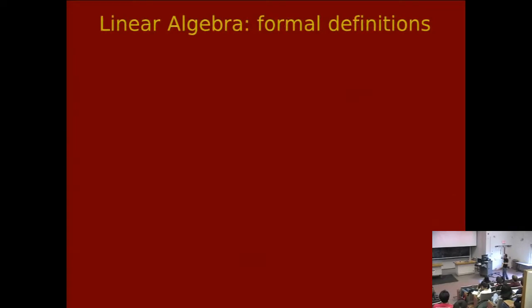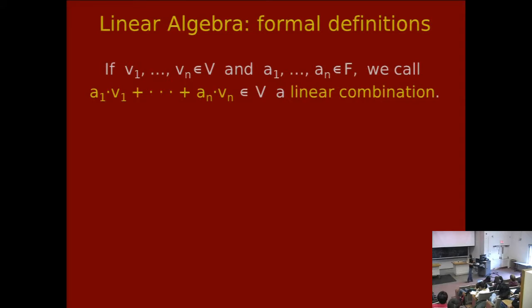Okay. All right, so I'm going to give you a few more formal definitions, and then we'll get to some applications. Okay, so I talked about linear combinations before, but now we're in the setting of an abstract vector space. So just to repeat the definition, if you have n vectors in some vector space V, and you have n scalars in the associated field F, then this is a linear combination: a1 times v1 plus a2 times v2 plus up to an times vn.